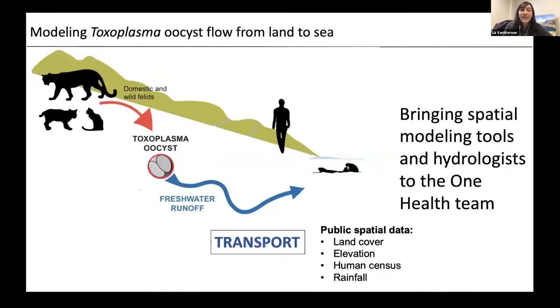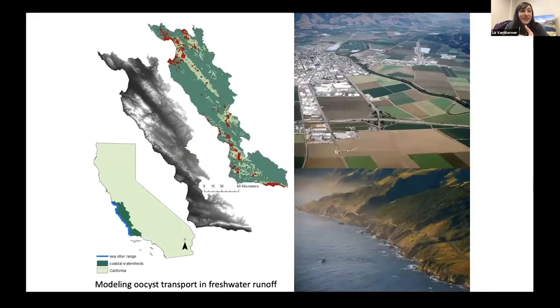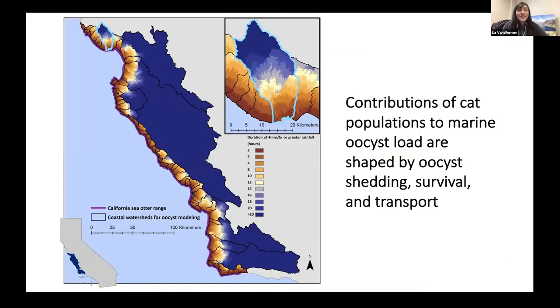And then using the hydrologic tools and team members, we could take land cover and elevation and precipitation, things that play a critical role in transport, and we could understand how those oocysts move from the terrestrial environment into the ocean where sea otters are impacted. So I like to think of this as a time travel map. Again, as a veterinarian and epidemiologist, I had no idea what was going on here initially.